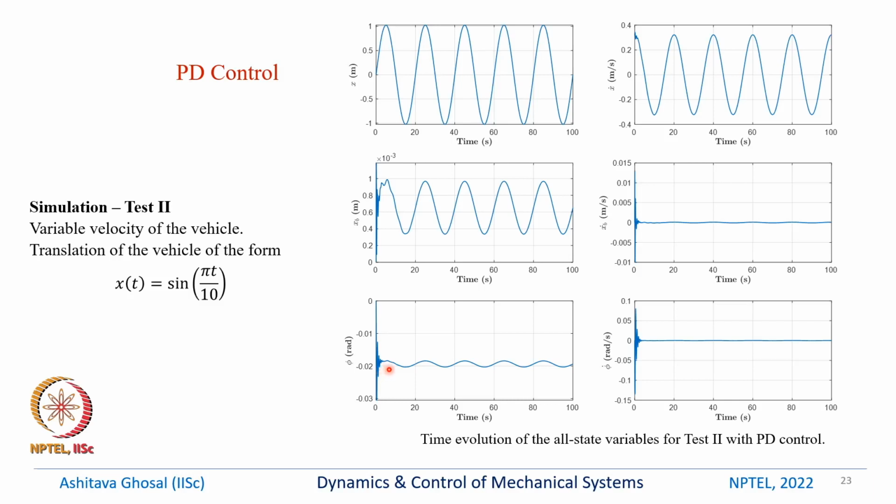So the platform tilt angle phi is not going off to a large number. It is staying very close to 0.02, and phi dot is also staying very close to 0. Okay, so it is not really 0, but it is oscillating about some number. So we can play around and find out what will be the good controller gains such that phi remains 0.